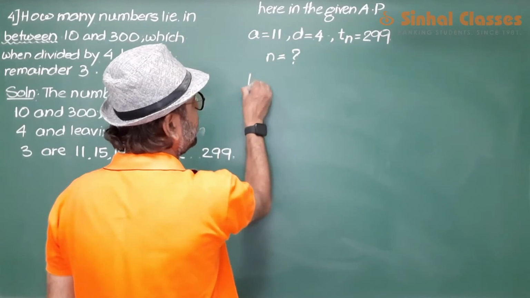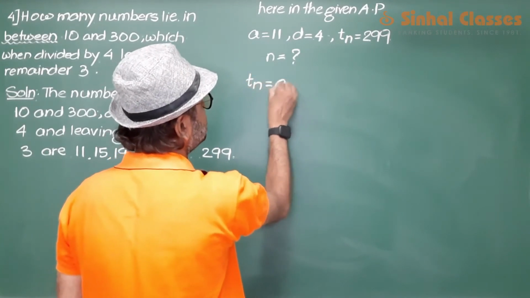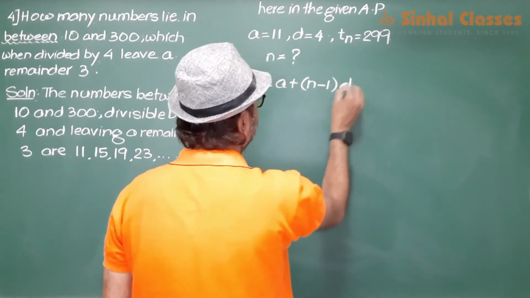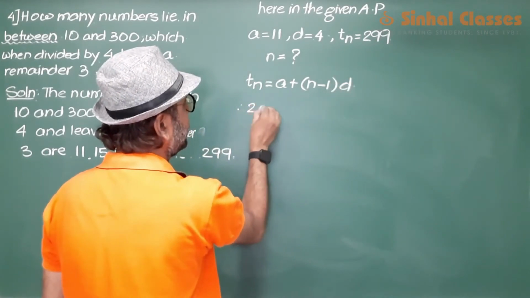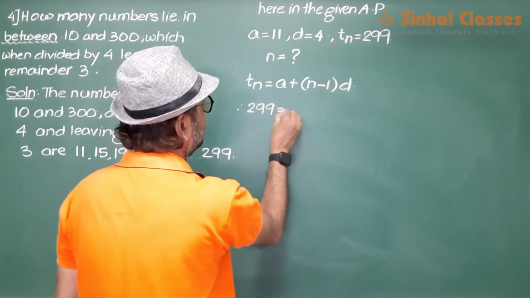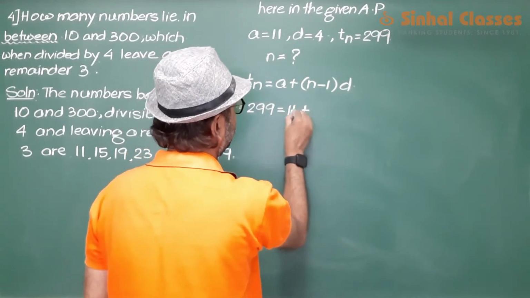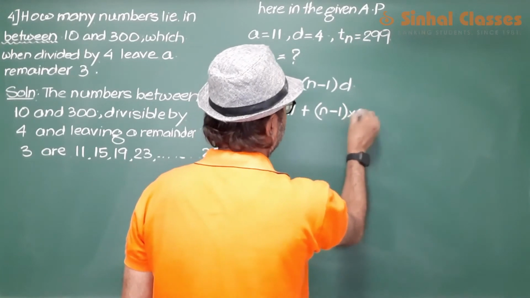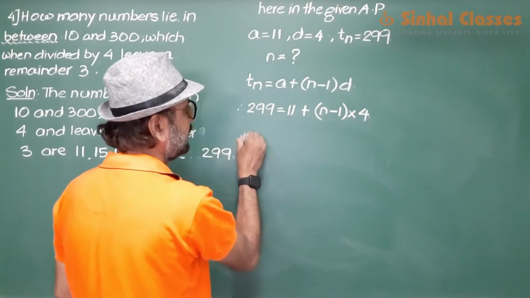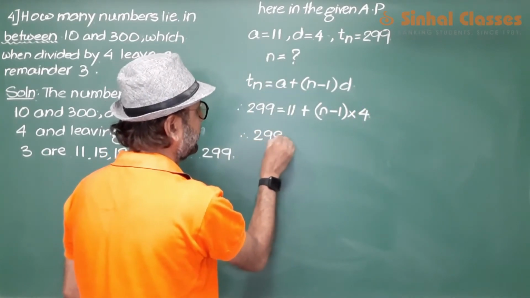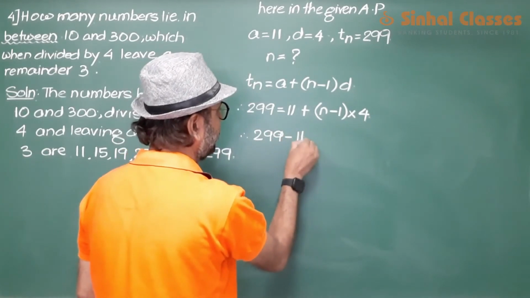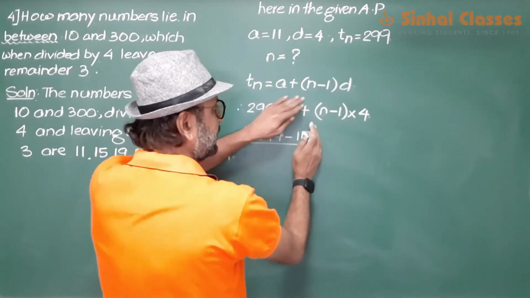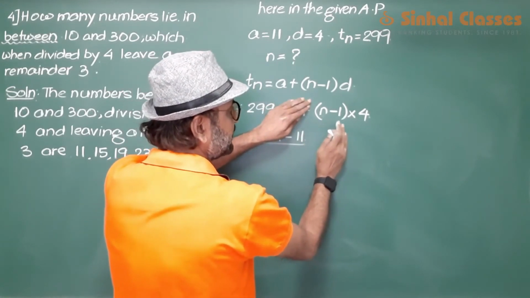Now again we will use the formula for Tn, which is a plus n minus 1 into d. 299 is a plus n minus 1 into d. 299 minus 11. 11 comes on this side, minus 11. Now what are we left with? n minus 1 into 4.